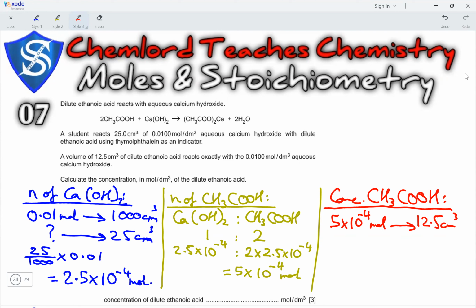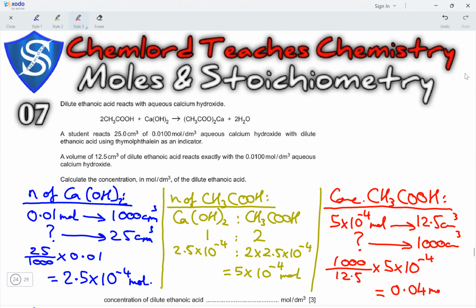And in order to calculate the concentration, the units of concentration are mol per dm³. So per dm³ means in 1000 cm³. So we calculate how many moles would be present in 1000 cm³. The calculation would be 1000 divided by 12.5 multiplied by 5 × 10⁻⁴. And this gives us a value of 0.04 mol per dm³ as the concentration of ethanoic acid. So the answer would be 0.04 mol per dm³ of dilute ethanoic acid.